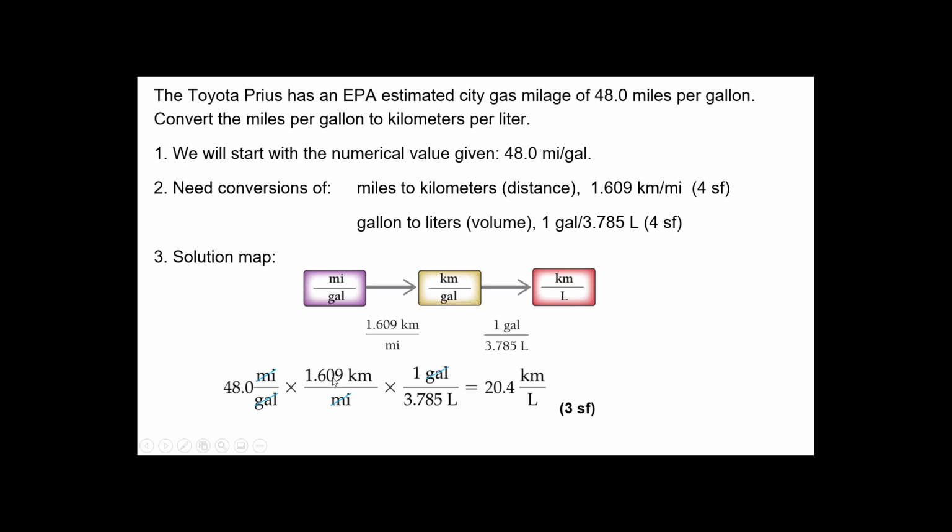We have 3 sig figs, 4 sig figs, 4 sig figs, 3 sig figs wins. So 20.4 kilometers per liter, 3 sig figs. That's our answer. And we've managed to go from miles to kilometers and gallons to liters. And that's it.